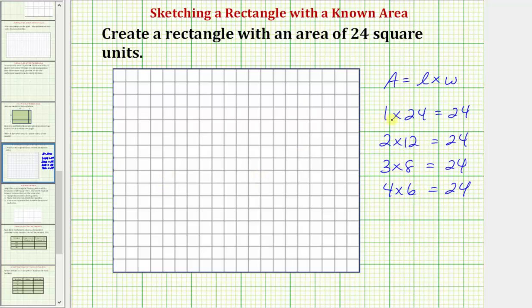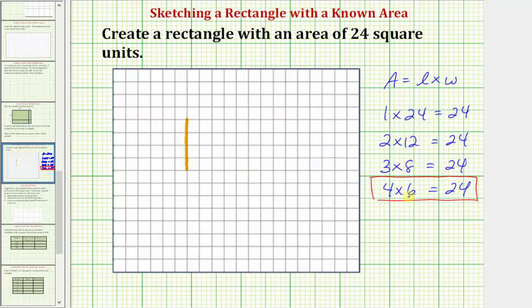But in this case, I don't think a 1 unit by 24 unit rectangle is going to fit on this grid. So let's select one of these three. Let's select this last one and create a 4 unit by 6 unit rectangle that again will have an area of 24 square units. So we'll create a side that has a length of 4 units here.